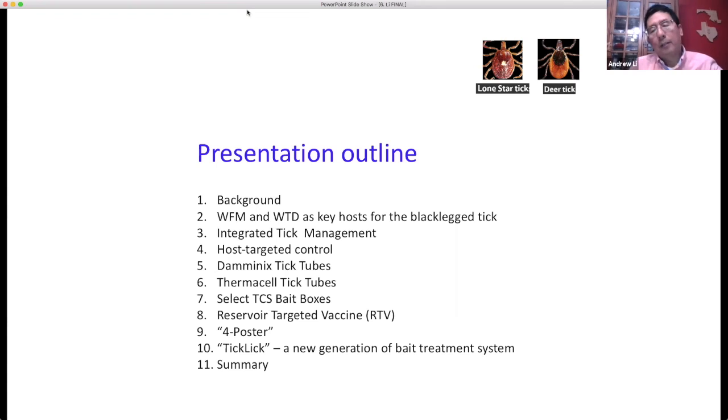Then I'll talk about the deer-targeted control products, the four-poster, which was developed by USDA about 20 years ago. And TickLick, which I call the new generation of the bait treatment system we're currently working on. Then I'll summarize, talk about the pros and cons of each product, the issues we still have, and where we go from here. Next slide, please.